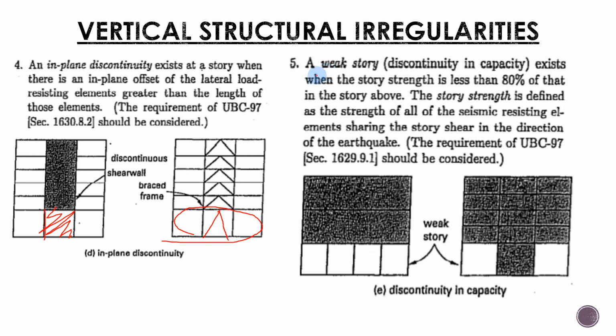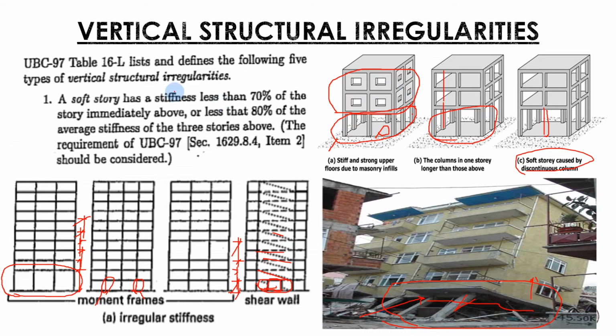Then weak story, or discontinuity in capacity. It exists when the story strength is less than 80% of that in the story above. The story strength is defined as the strength of all of the seismic resisting elements sharing the story shear in the direction of the earthquake. So lahi ni siya sa soft story, guys. Ang main concern sa weak story is the strength, then sa soft story is the stiffness.